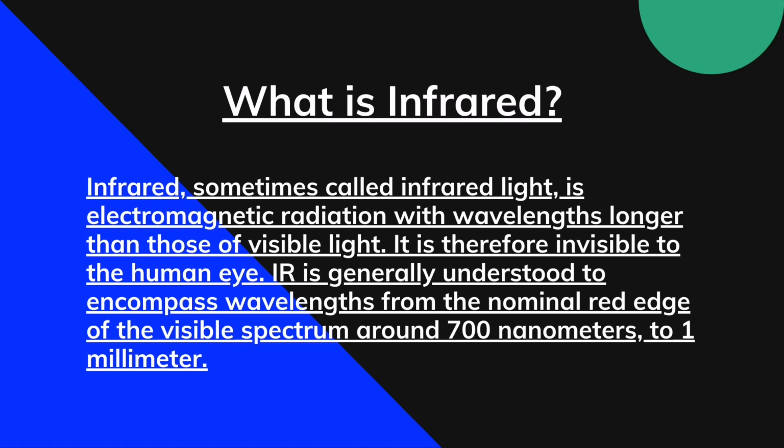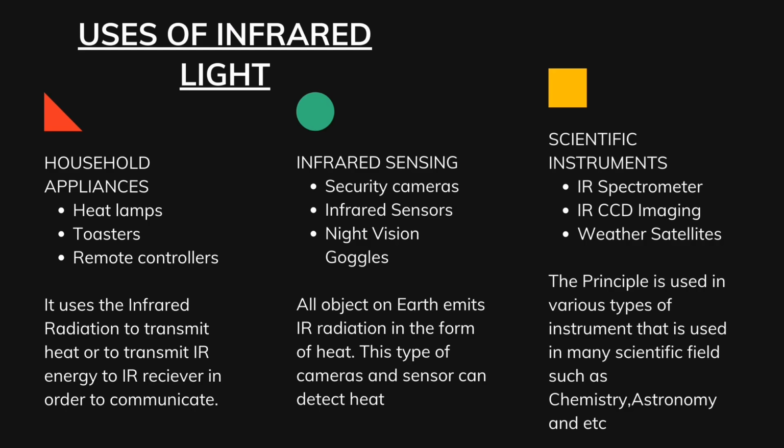IR is generally understood to encompass wavelength from the nominal red edge of the visible spectrum around 700 nanometers to 1 millimeter. Some of the uses of infrared light are in household appliances like headlamps, toasters, and remote controllers, which use infrared radiation to transmit heat or to transmit IR energy to an IR receiver in order to communicate.